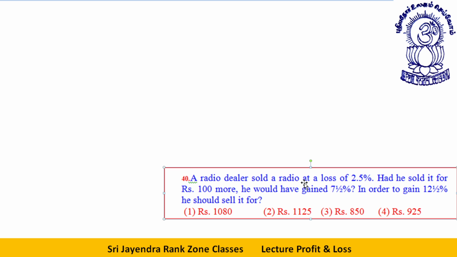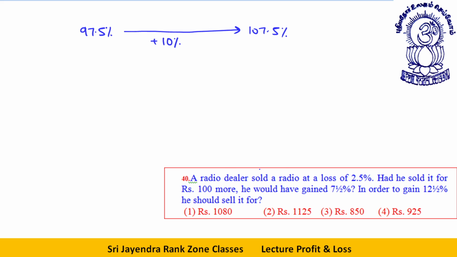A radio dealer sold a radio at 2.5% loss. Okay, initially the thing is sold at 97.5%. Had he sold it for rupees 100 more, he would have gained 7.5%. See, this is minus 2.5. Next time he reaches 107.5%. What does it mean? It means there is an addition of 10%.